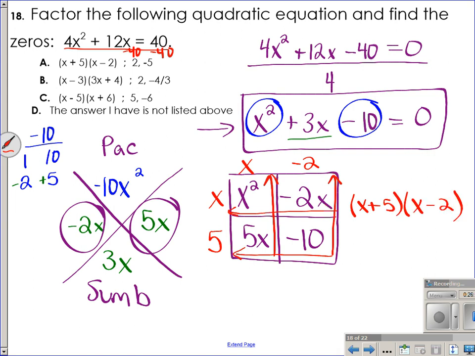To get the zeros, it's whatever's going to make each of these factors equal 0. So what's going to cancel out the positive 5? x is negative 5. What's going to cancel out the negative 2? x is positive 2. So what answer does that match up with? Well, that matches up with option A. Okay? That's number 18.